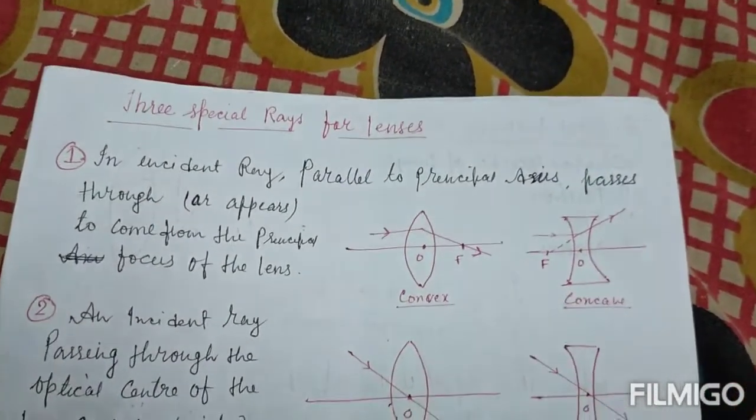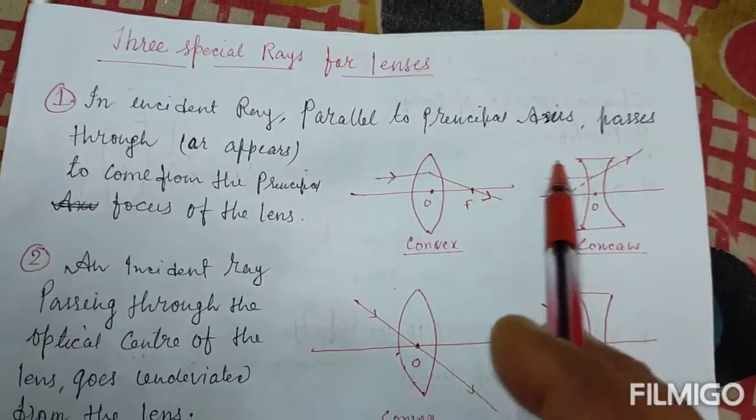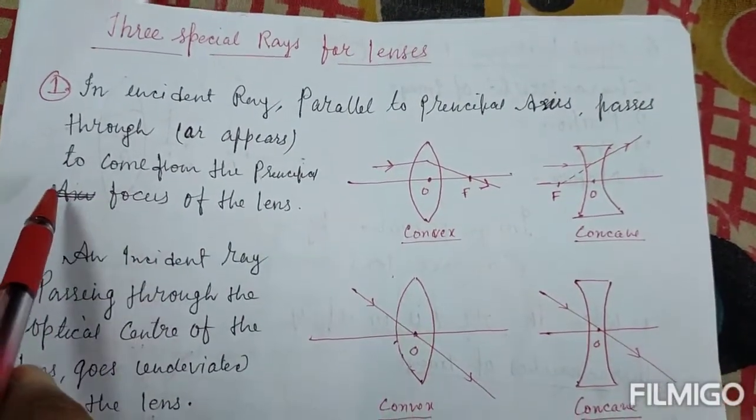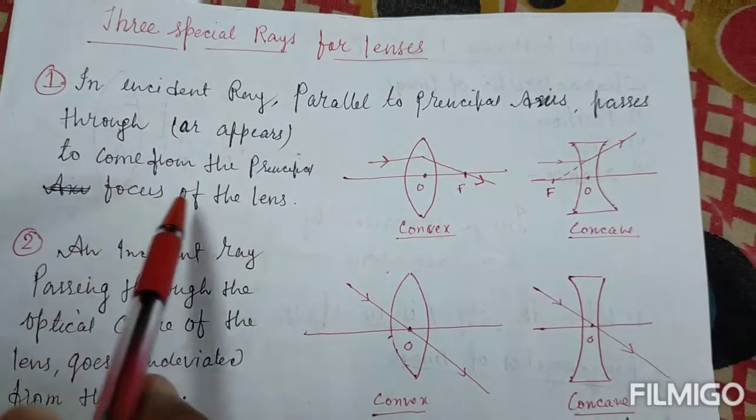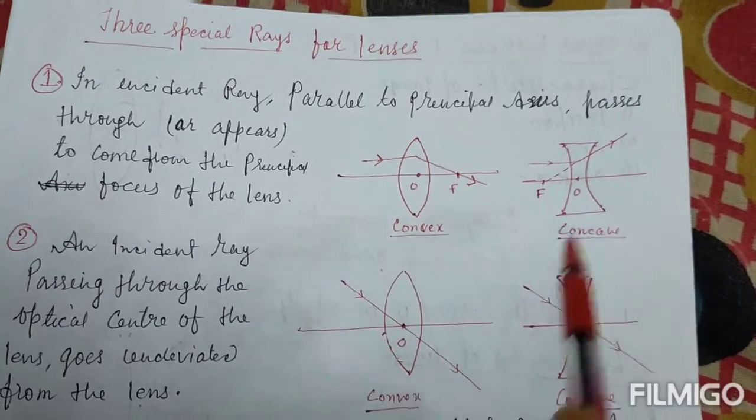These are special rays. Number 1, the incident ray parallel to the principal axis passes through, or appears to come from, the principal focus of the lens. See, this is a convex and this is a concave lens.